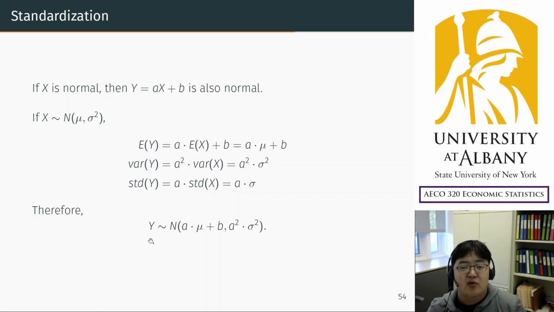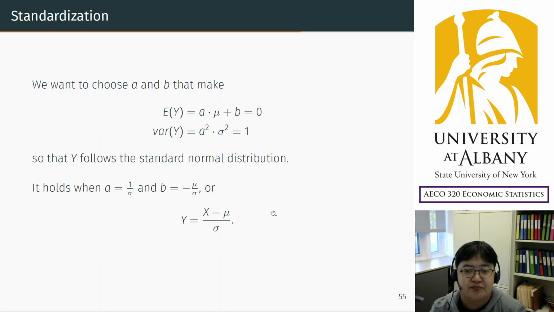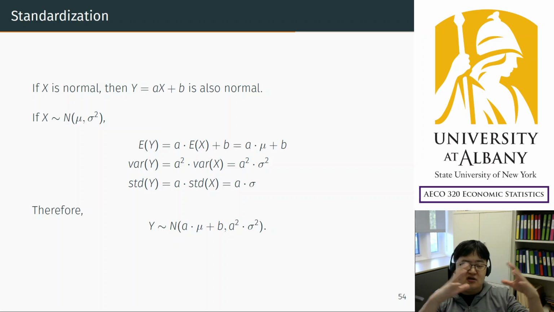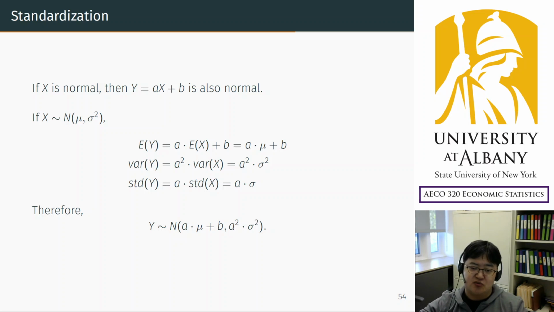So we are going to use this the other way. That is, what we hope to do here is, we have a normal distribution random variable, and we would like to study this normal distribution. But it is not standard. We would like to make this normal distribution into a standard normal distribution.